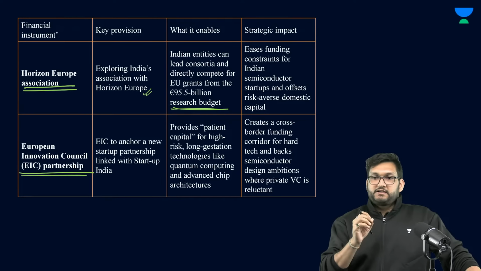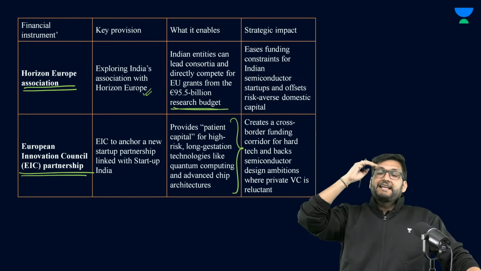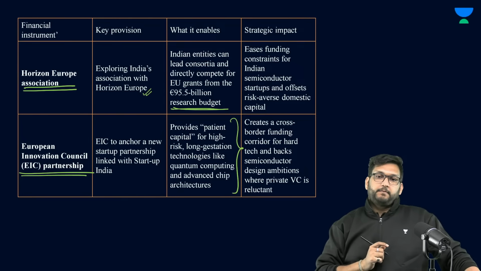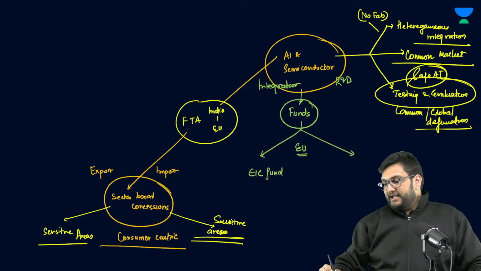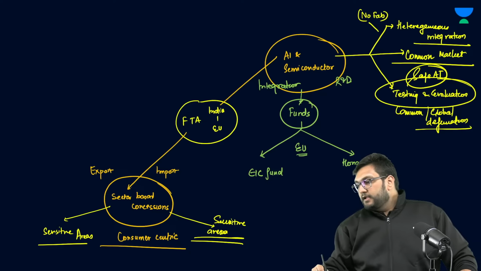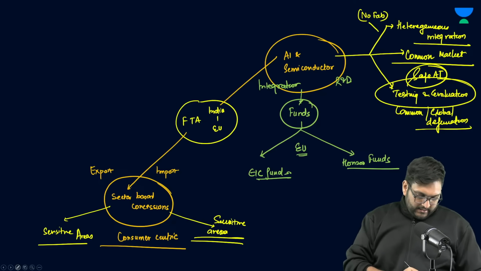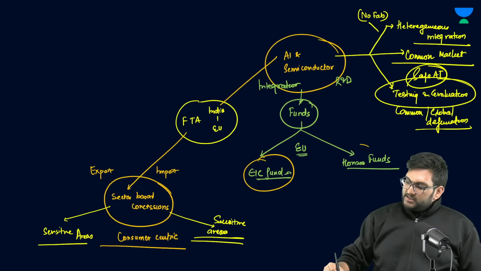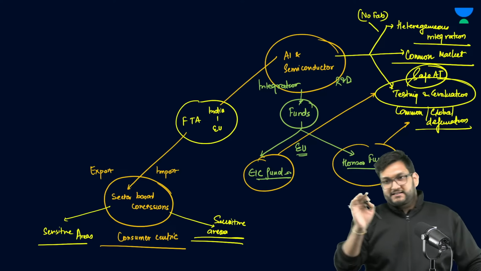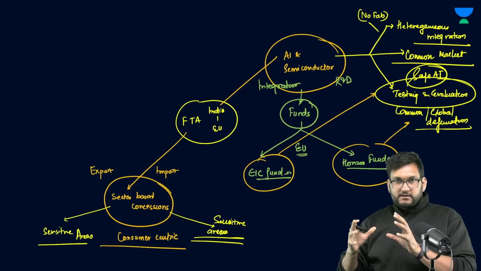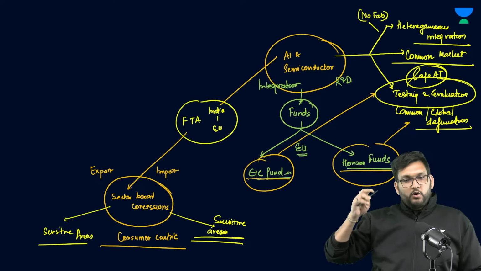Innovation Council Partnership, EIC. This is called patient capital, meaning long term, very deep research that can be funded here. So we have the EIC fund, and second is the Horizon Fund. These two funds together can allow India to then fund these three aspects in that regard. I hope you understand it's a complex set of concepts. Horizon Fund will give you quick capital grants. EIC fund will give you long gestation period.